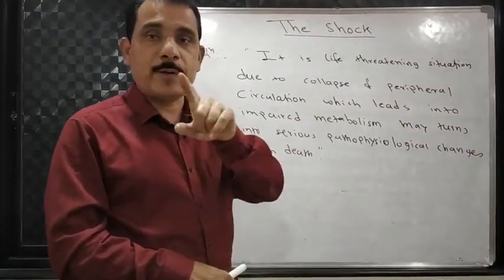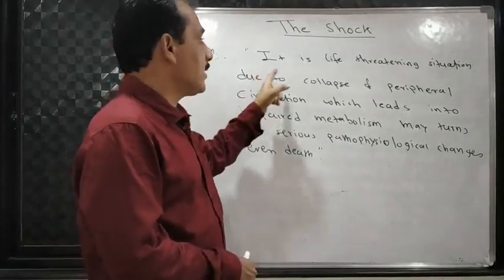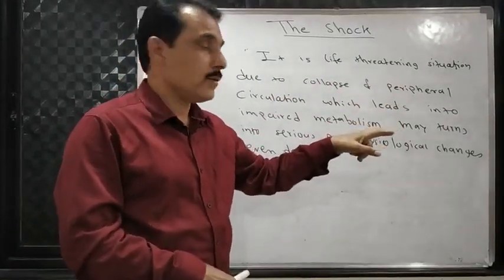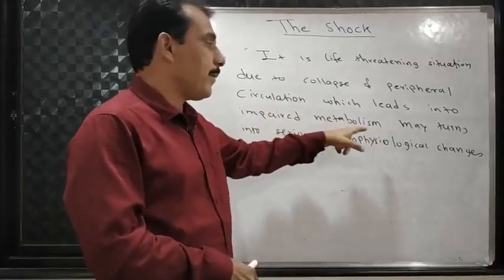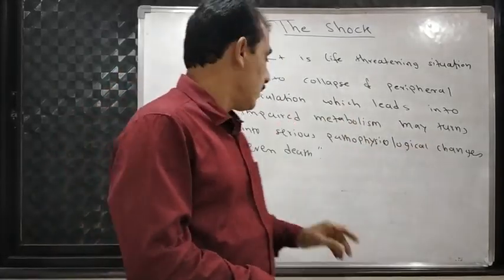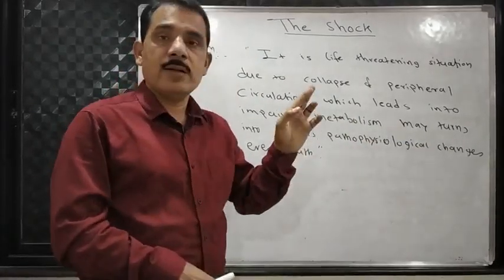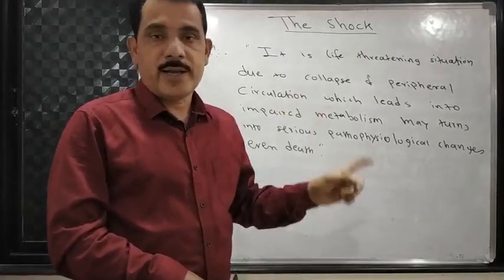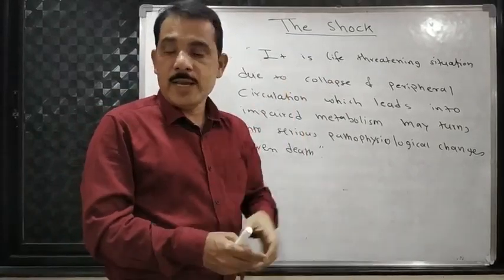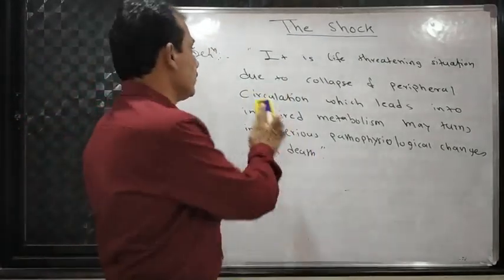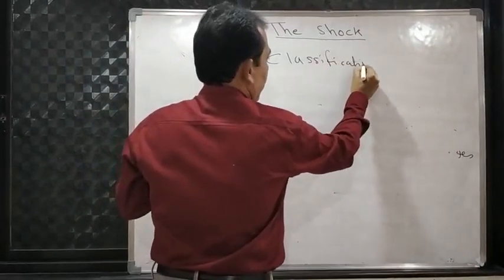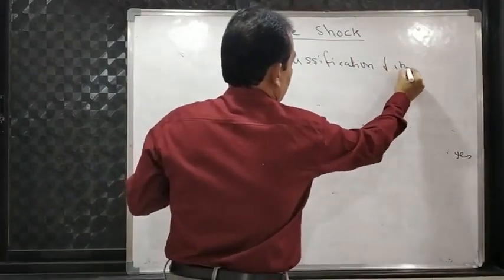So you understood? I will repeat the definition of shock again. It is a life-threatening situation due to collapse of peripheral circulation, which leads to impaired metabolism, and may turn into serious pathophysiological changes or even death. It's called shock. Now you see the classification of shock.